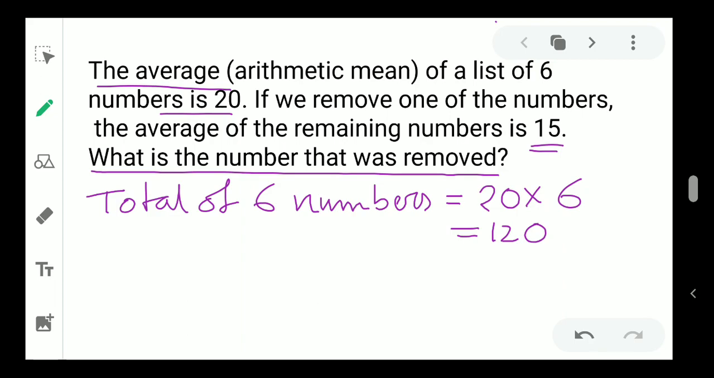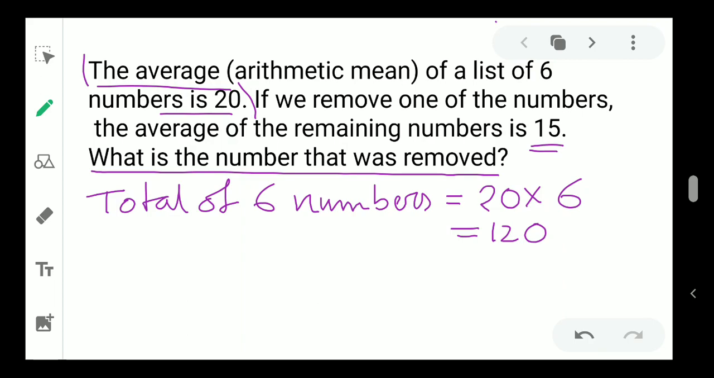What I used to tell in my earlier video also is that whatever is given as a number, you can take that as reference. So if we remove one of the numbers, that is the condition, the average of the remaining numbers is 15, that is my reference. And the first one is also my condition: the average of a list of 6 numbers is 20. So the question is, what is the number that was removed?